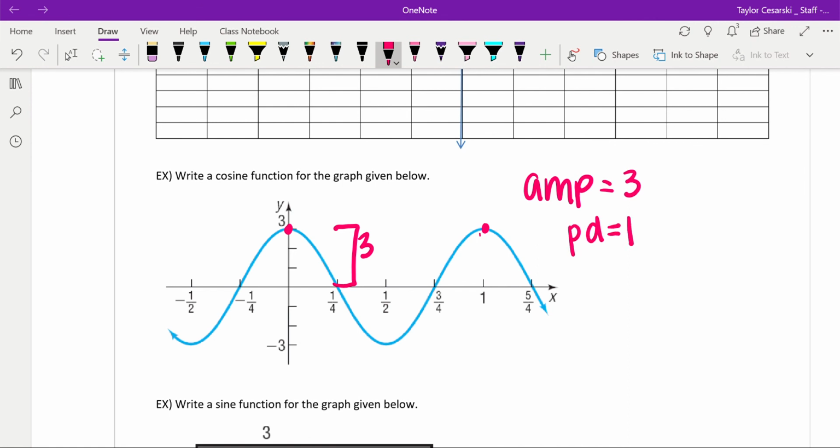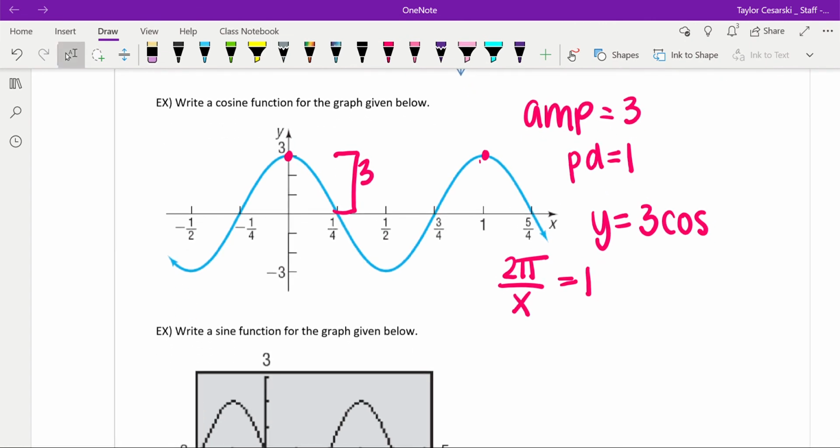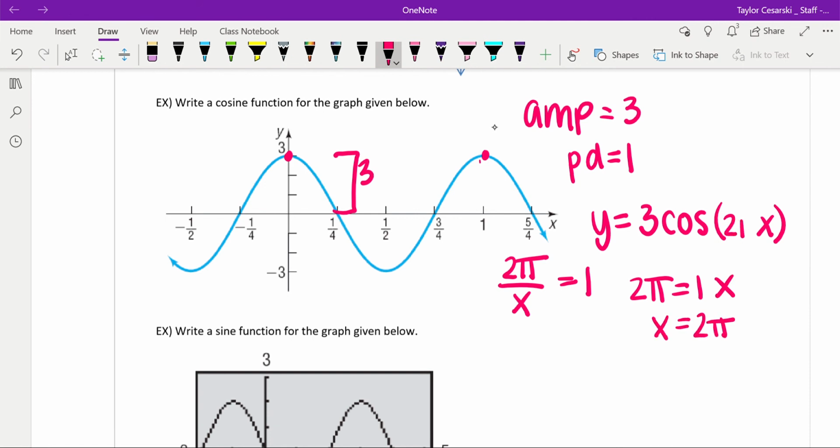Okay. So what I'm going to do is write a cosine function. So y equals 3 cosine. Now I also notice it starts up at 3 rather than down, so that means it's going to be positive. All right, so 2 pi over x equals 1, because I know 1 is my period. So I have to solve to figure out what's going to be on the inside. So 2 pi equals 1x, x equals 2 pi. Probably should have used a different variable than x there, but it's okay. So therefore 2 pi is going to go on the inside.